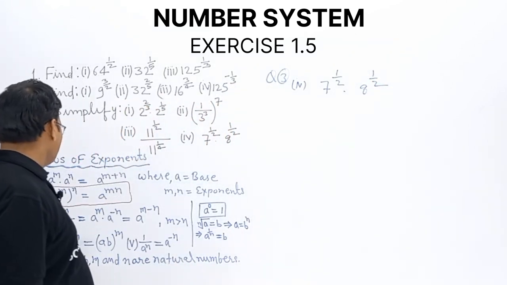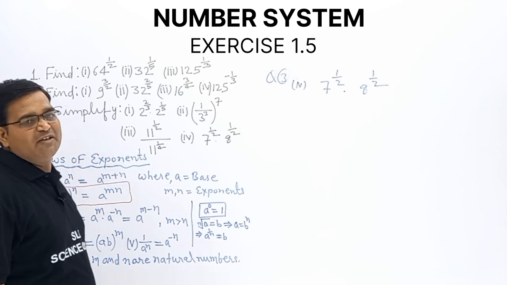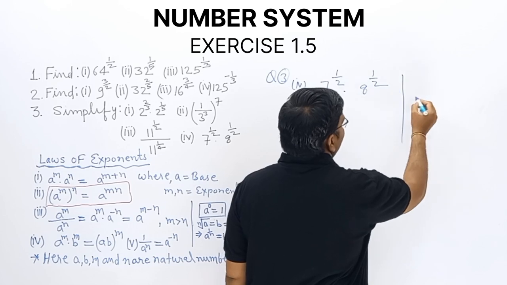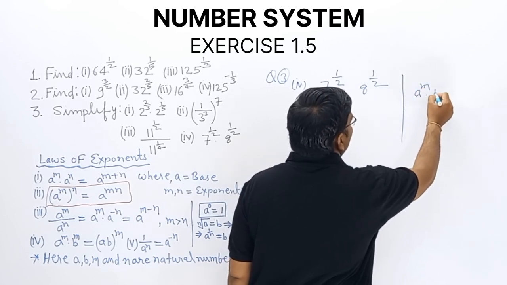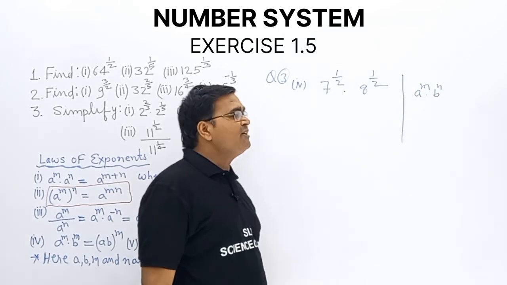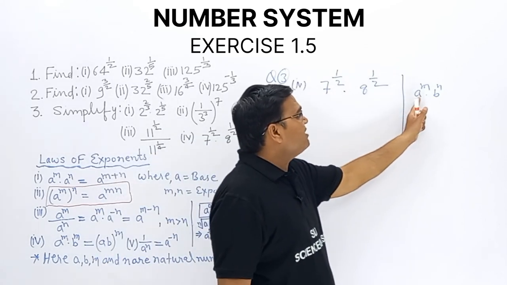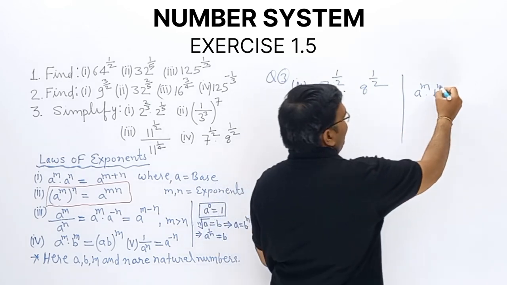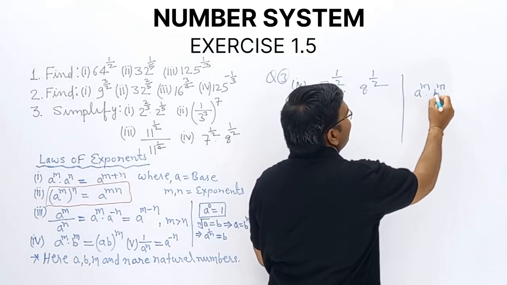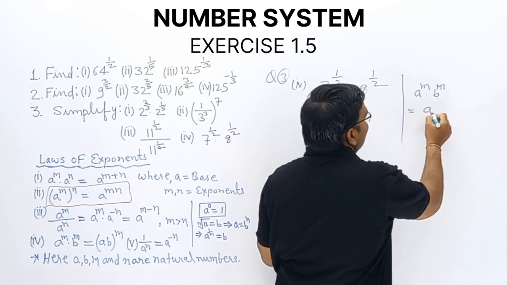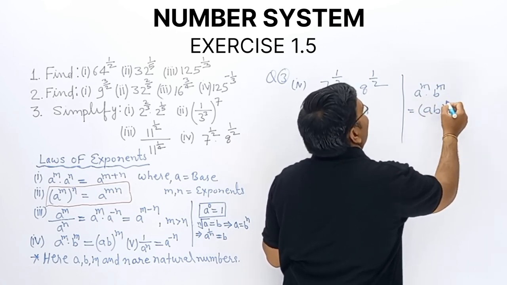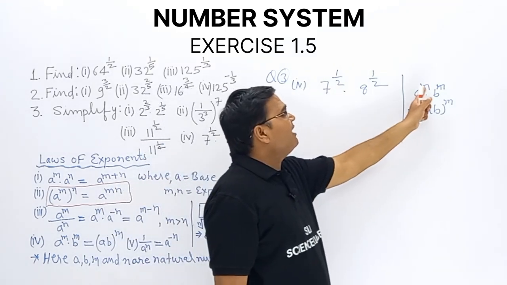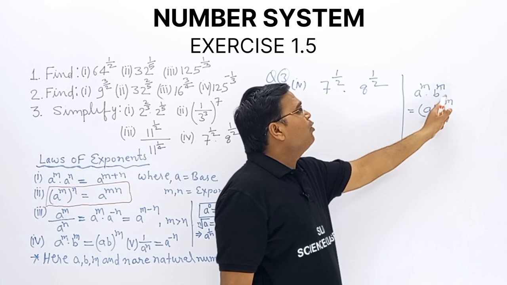Now for these questions we will use the 4th law of exponents. Now what is the 4th law of exponents? a power m into b power n. If there are two different numbers with two different exponents, the bases a and b are different, but the power is the same, then the result will be the product of both bases with the same power. So we will use the power one time: a power m into b power m will be ab whole power m.